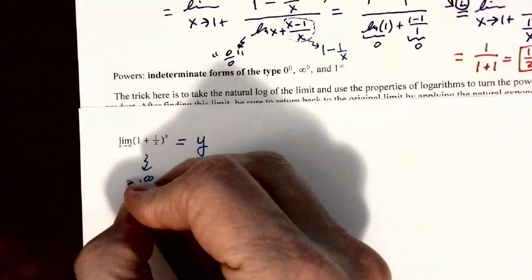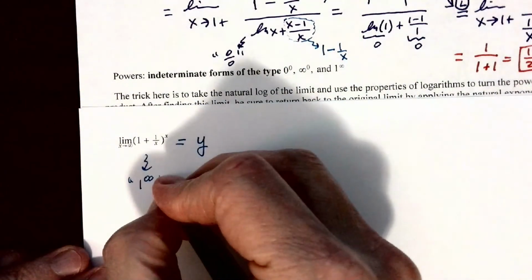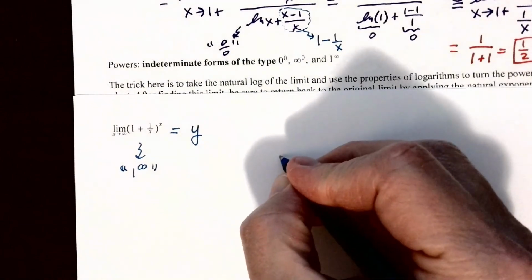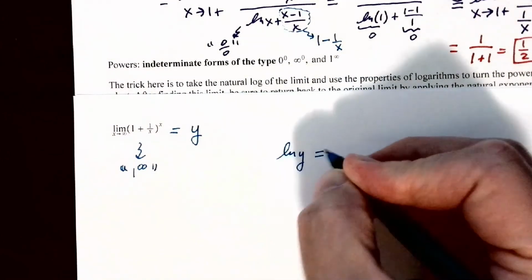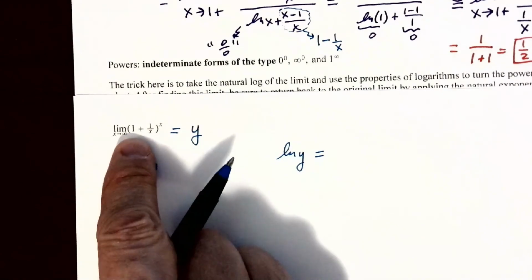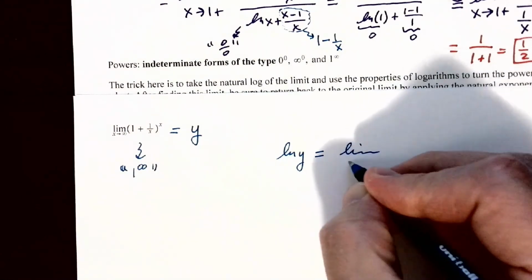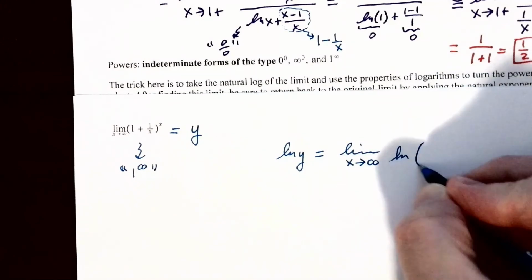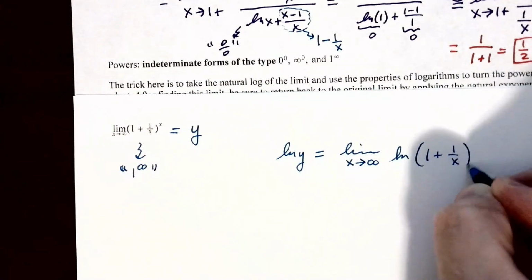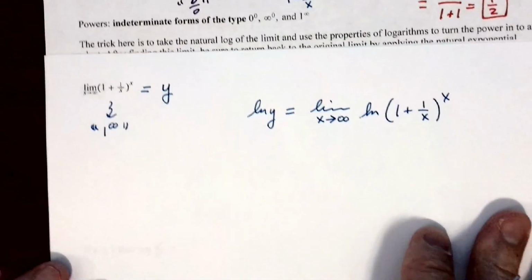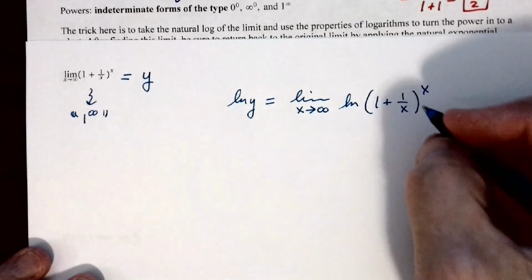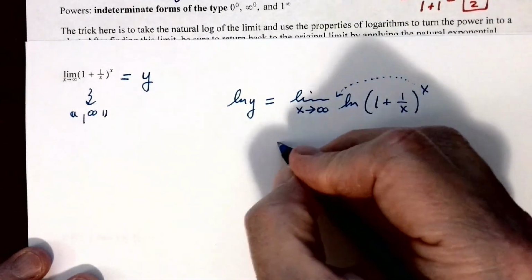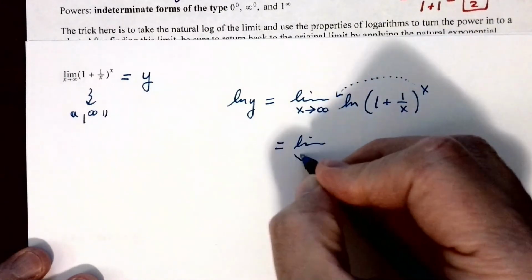And then what do we do? We take the natural log of y, which is the natural log of this stuff. I'm going to push the natural log through the limit, as I talked about in the last problem. We can do that. X is going to infinity, so we're only looking at positive values of x. And then we use this property of logarithms, and this exponent comes down as a multiple of the logarithm.